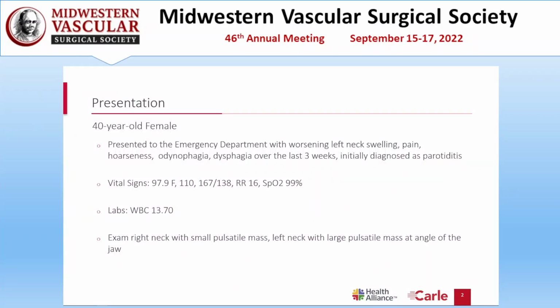So we had a 40-year-old female who presented to our emergency department with left neck swelling, pain, hoarseness, odynophagia, and dysphagia over the last 3 weeks. Initially, when she presented 3 weeks ago, she was diagnosed with parotitis and was treated with antibiotics, but due to persistent symptoms, she came back. Vitals and labs, as noted.